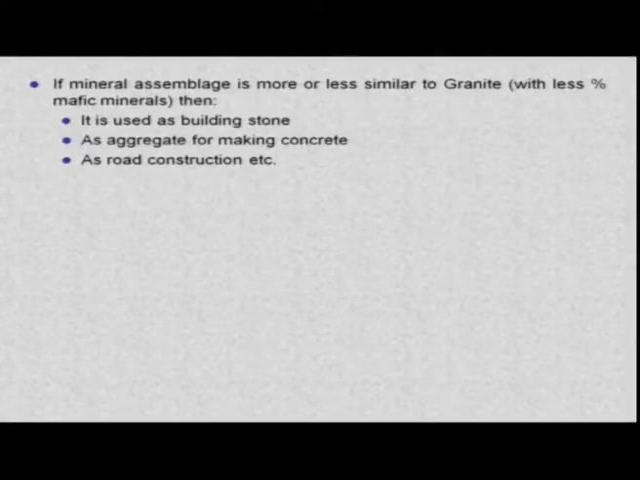If the mineral assemblage is more or less similar to granite with fewer mafic minerals, so they are having more felsic minerals here, as the granites, mostly igneous rocks, have. And if you are having gneiss which is granitic gneiss, it is also used as building stone, and also as aggregate for making concrete, road construction, etc.